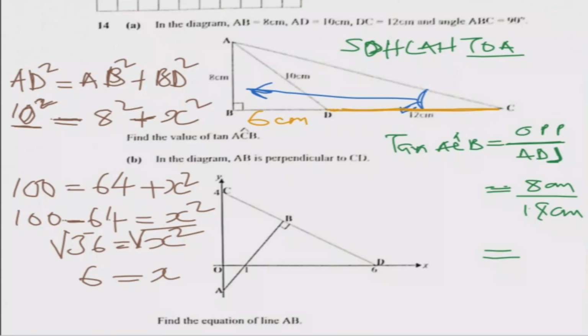So we have 2 into 8 will give us 4. 2 into 18 gives us 9. And this is the answer. This is the final answer.